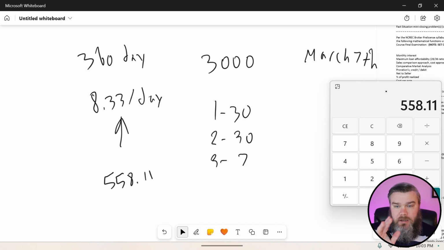$558.11. Now, as I said, the tax bill isn't typically paid in North Carolina until sometime after September 1. We'll talk more about that in the actual taxation section of the course. This is more focused on the math, but we need to figure out what this would look like on a closing disclosure. What happens is we take money from the seller and we give money to the buyer.